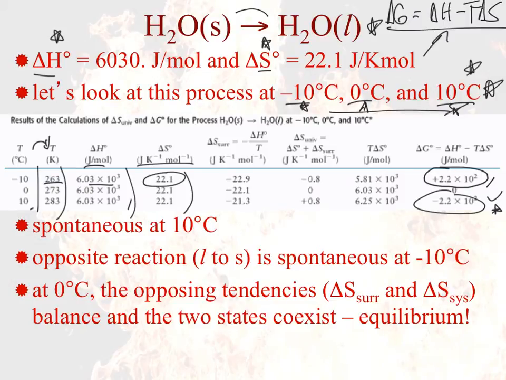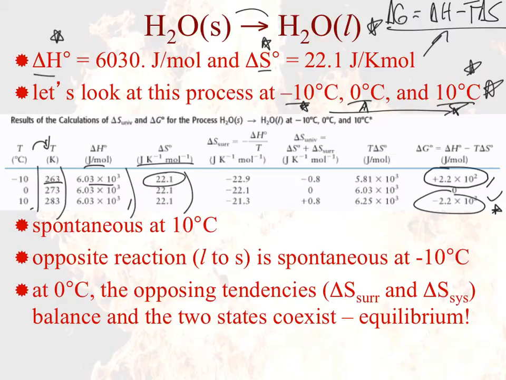Now, if we look at our negative 10 degrees C calculation, we notice that we have a positive value. Okay, so a positive value is going to correspond to a non-spontaneous process. So going from solid to liquid for water at negative 10 degrees C is a non-spontaneous process. Okay, so that should make some logical sense, I think. Now, the process of going from solid to liquid is non-spontaneous, but we know that the opposite process, going from a liquid to solid, will be spontaneous.